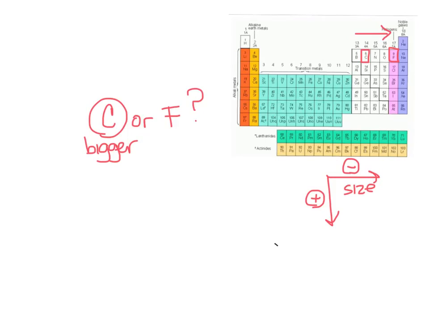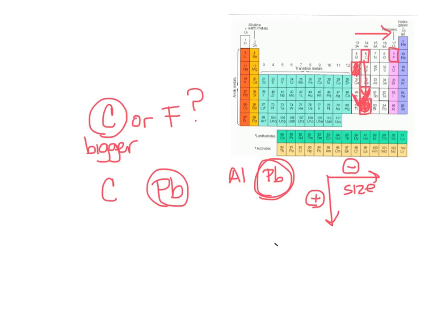Now let's say that you had carbon again and lead. Which one of them is going to be bigger? Well, if we go over here and find lead, it's all the way down here. That means lead's going to be bigger because it's further down. Now these are easy ones because they're in the same row or the same column. But this really wouldn't be a whole lot more difficult if I gave you, for example, aluminum and lead. Okay, so lead, here's aluminum here. And lead is 1 over from aluminum, but it's much, much, much further down. So lead would definitely be the bigger one.